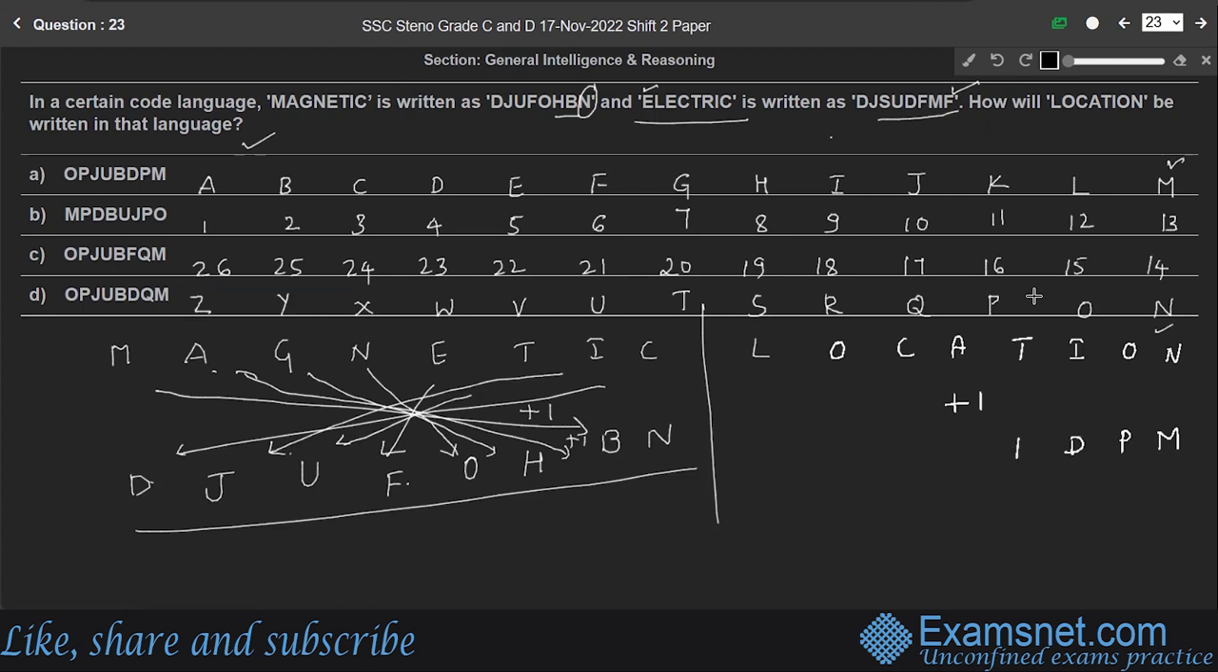And A plus 1 is B. T plus 1 is U. I plus 1 is J. O plus 1 is P, right? N plus 1 is O. Therefore, code for location is OPJUBDPM, right? Therefore, option A is the right answer.